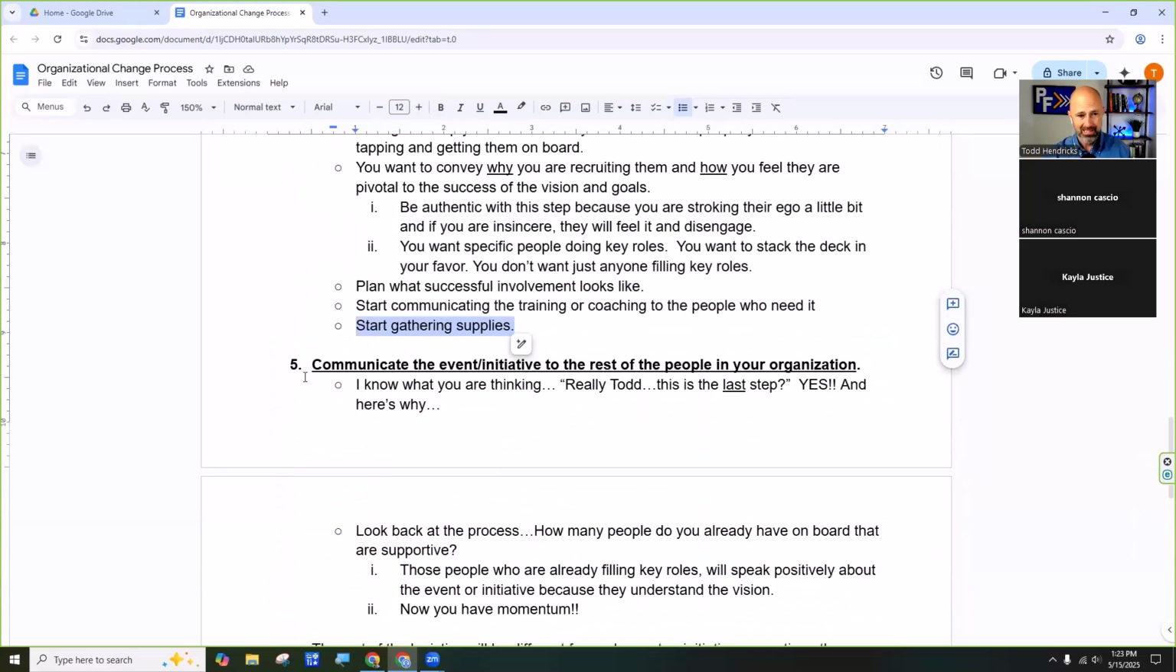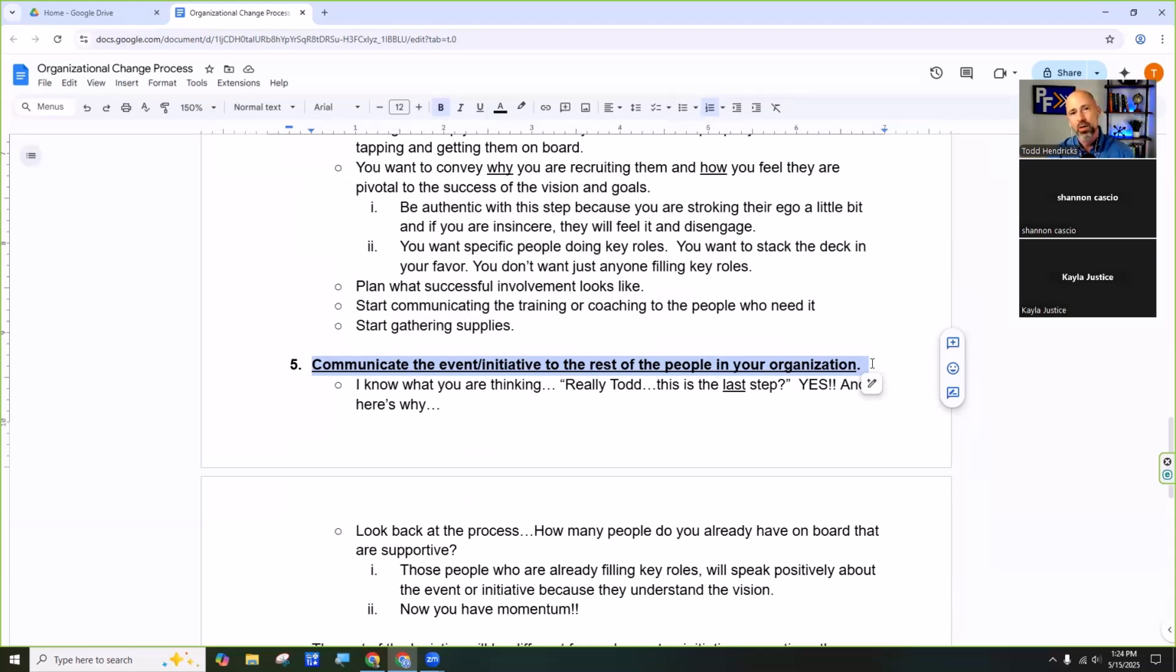All right, now, step 5. Believe it or not, this is the last step. Now we announce the event. Now we announce the initiative. Now we announce the change to the rest of the people in the organization. And you're thinking, really, Todd, this is the last step? We're doing this last? Shouldn't we announce it first and then build towards it?